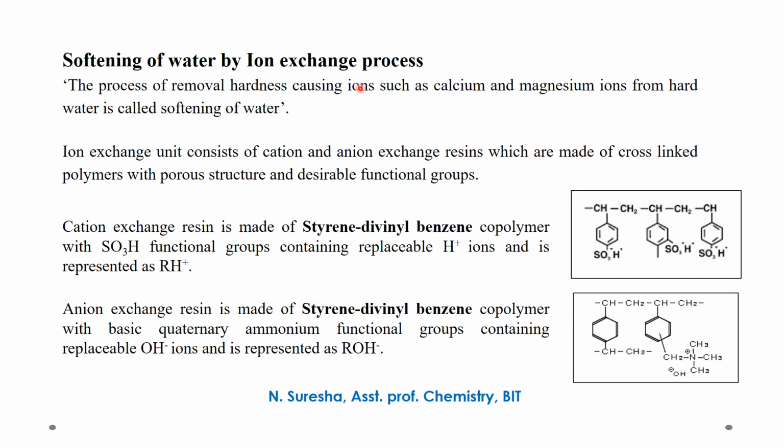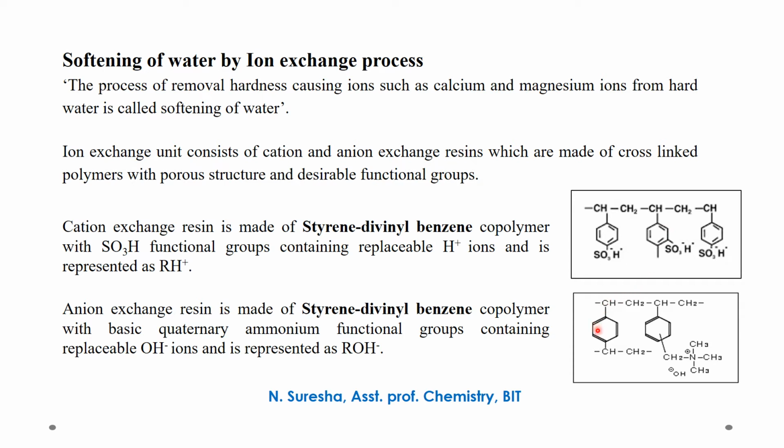The ion exchange unit consists of cation and anion exchange resins, which are made of cross-linked polymers with porous structure and desirable functional groups. The cation exchange resin is made of styrene divinyl benzene copolymer with sulfonic acid functional group containing replaceable H+ ions. It can be represented as RH+, where R indicates the copolymer chain, and there will be a number of replaceable H+ ions. This is the cation exchange resin.